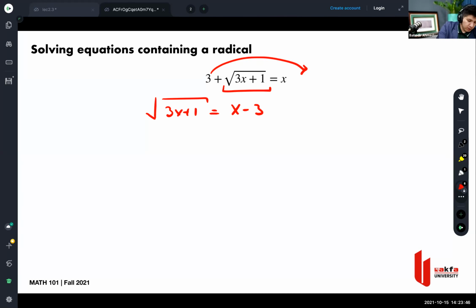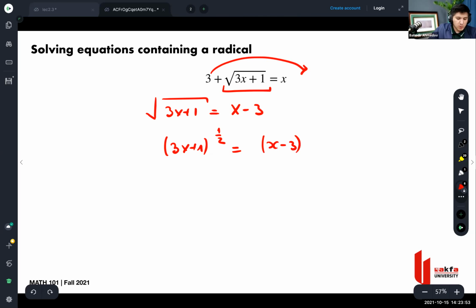Okay, so you've got (3x plus 1) to the power of 1 over 2 is equal to x minus 3. What do you need to do in order to get rid of the radical? Square both sides of the equality. We need to square the left-hand side and the right-hand side as well. If you square the left-hand side, 1 over 2 multiplied by 2 is simply 1, so you are going to have 3x plus 1.